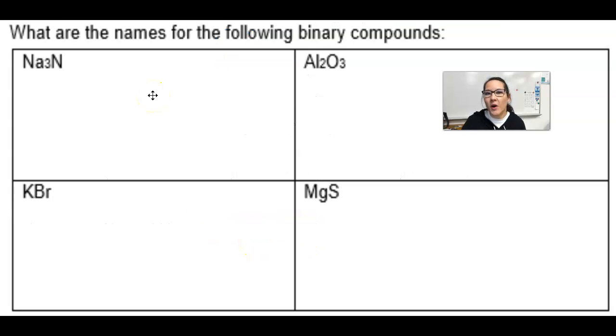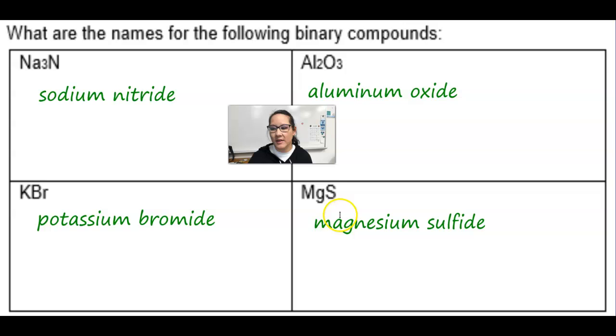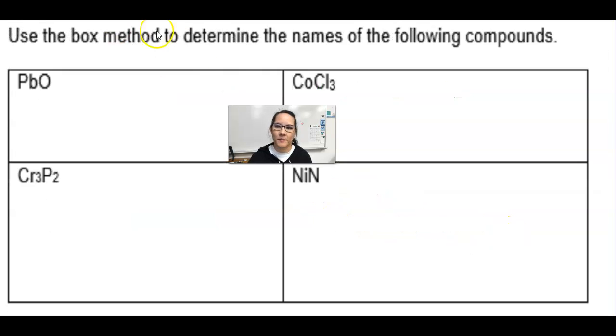So take a moment, pause the video, and write the names of each of the following, then unpause the video to see the answers. Here are the correct answers. Na is just sodium, and then N instead of nitrogen will be nitride. Al is aluminum, and then O is going to be oxide. K is potassium, Br will be bromide, and then Mg magnesium, and then S sulfide.